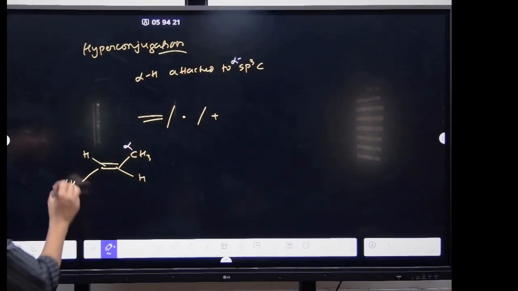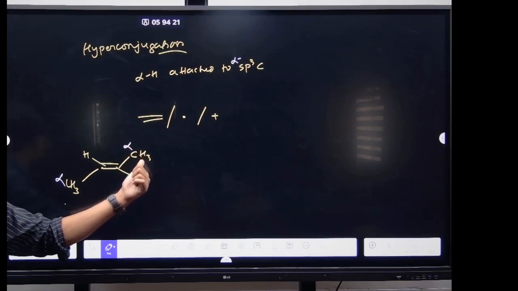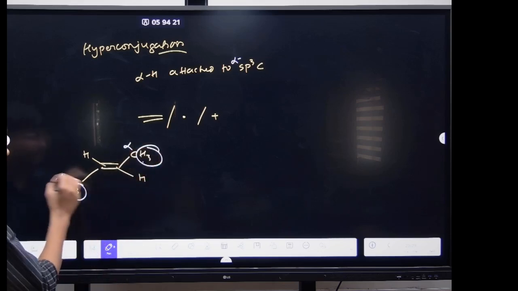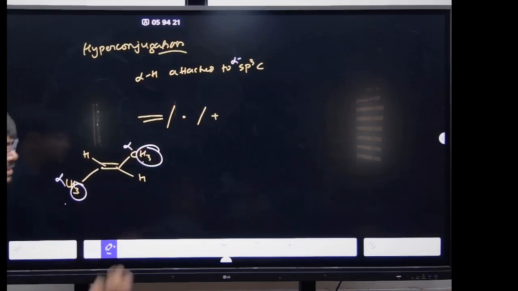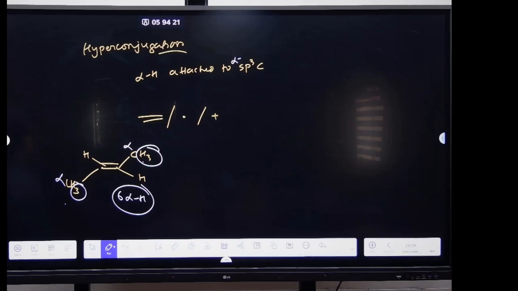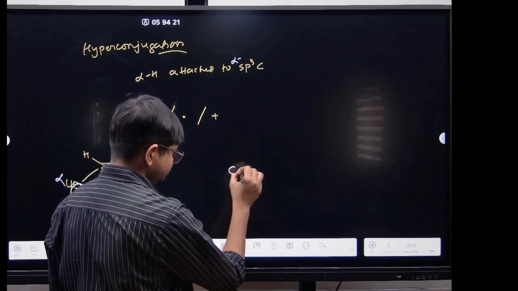Around the double bond, this will be your alpha position, and the hydrogen attached to the sp3 carbon. So it will have 3 hydrogens and 3 hydrogens, total how many hyperconjugation? 6. Got it? This is about the double bond. Now coming to the carbocations, suppose you have a carbocation that looks like this.